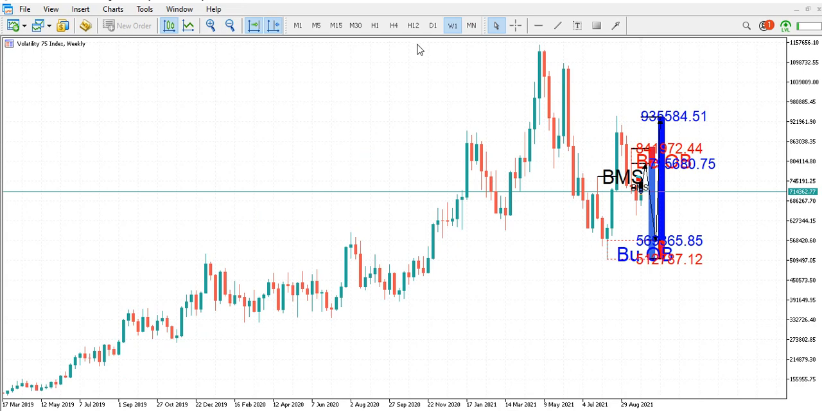The markups are already there. On the weekly time frame, we already see the break of market structure right here. If you are trading market structure, we always know that you trade in the direction where the market broke to. In this instance, it broke bearish. Therefore, we have to look forward to sell opportunities.